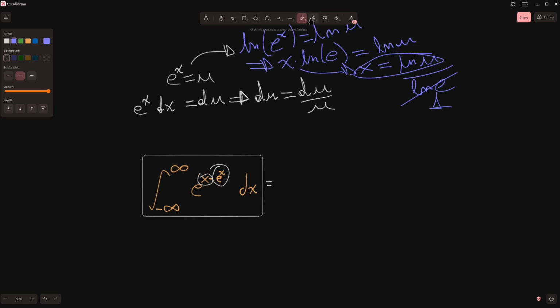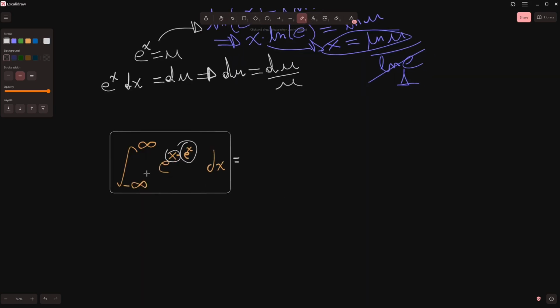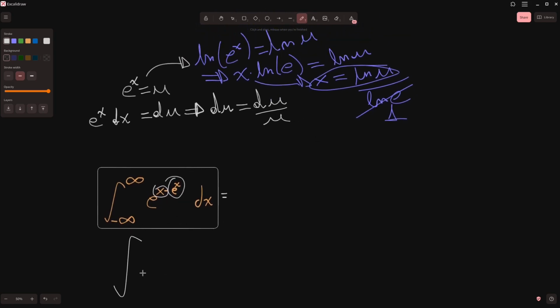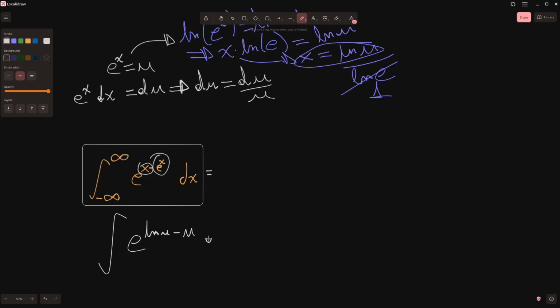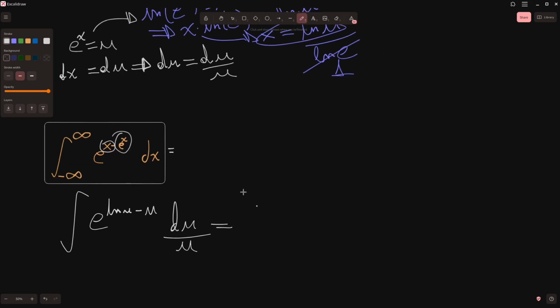So yes, I'm going to substitute here. So the integral of e to the minus e to the x, which is the integral of e to the minus e to the ln of u, sorry, minus e to the x, which is u, and dx should be du over u, so du over u, and that is the integral of e to the minus e to the ln of u over e to the u, du over u.